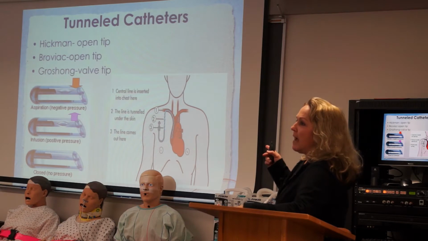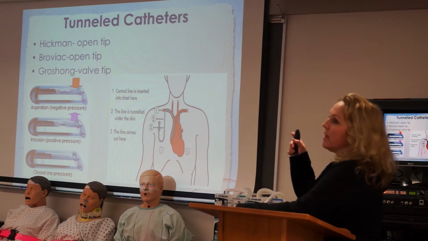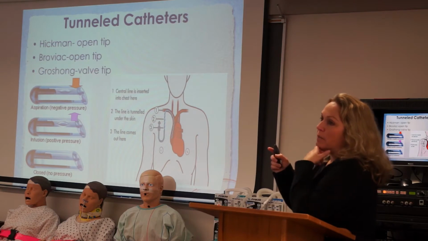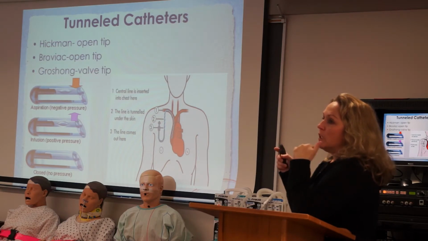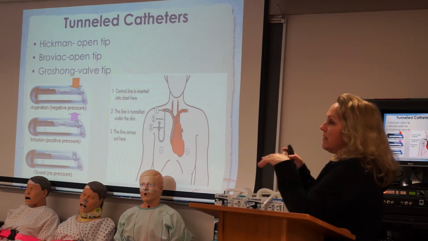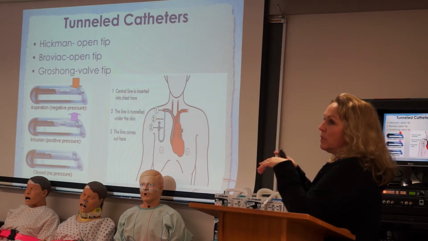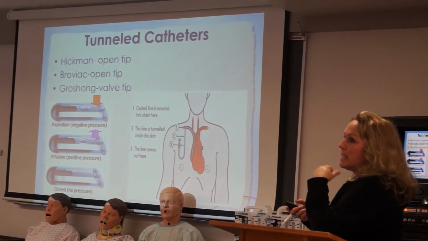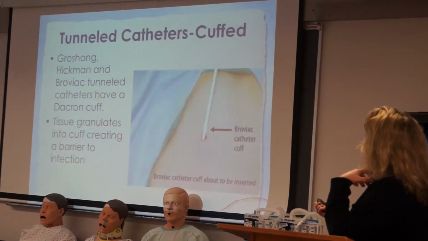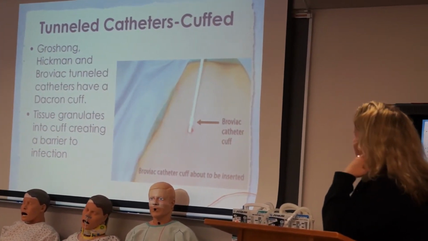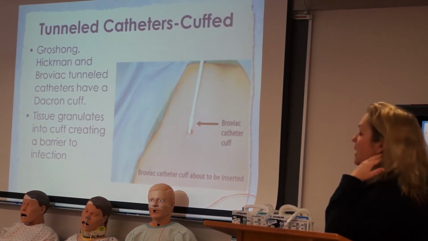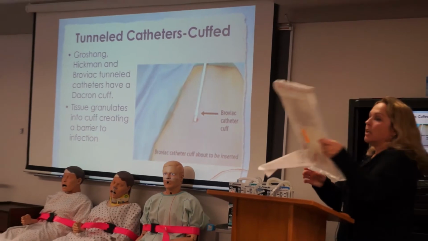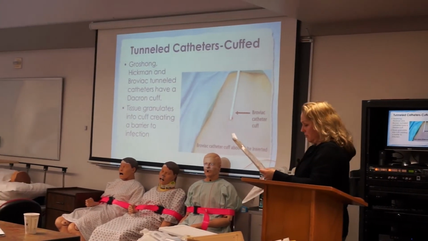These particular catheters, the Hickman and the Broviac, they both have clamps on them. Your Groshons do not have a clamp. All of your central lines, when you are not using them, need to stay clamped. But the Groshong does not have a clamp on it, so you can't clamp it. It doesn't need it. Tunneled catheters also have what is called a cuff. I'm going to pass this around so you guys can see it. This is a little Dacron cuff on here.